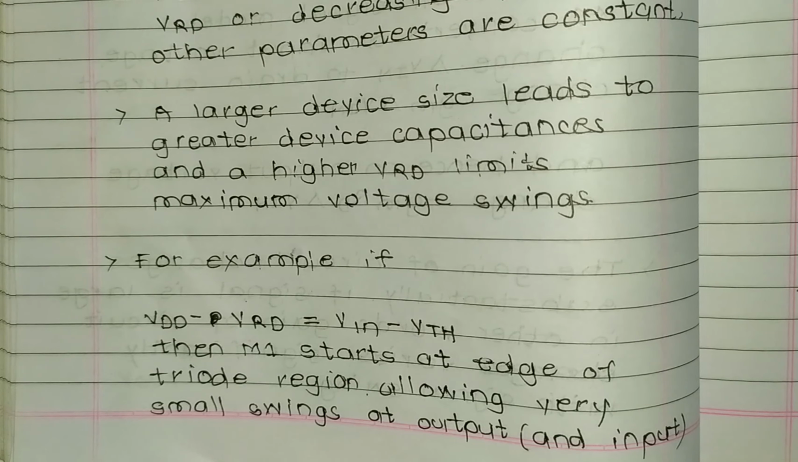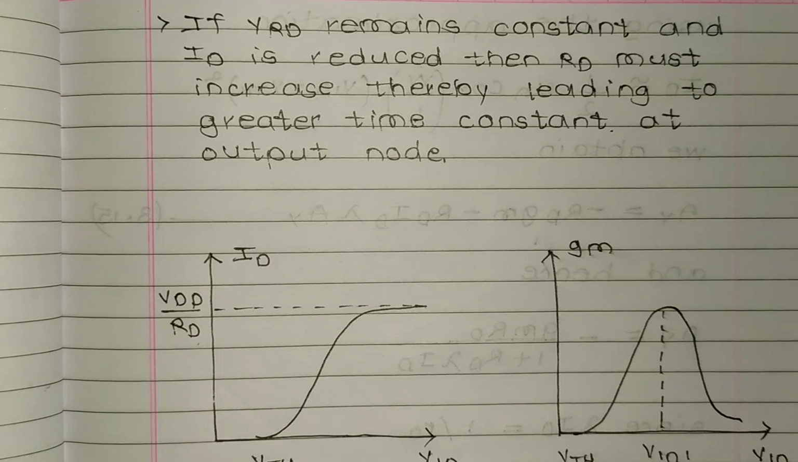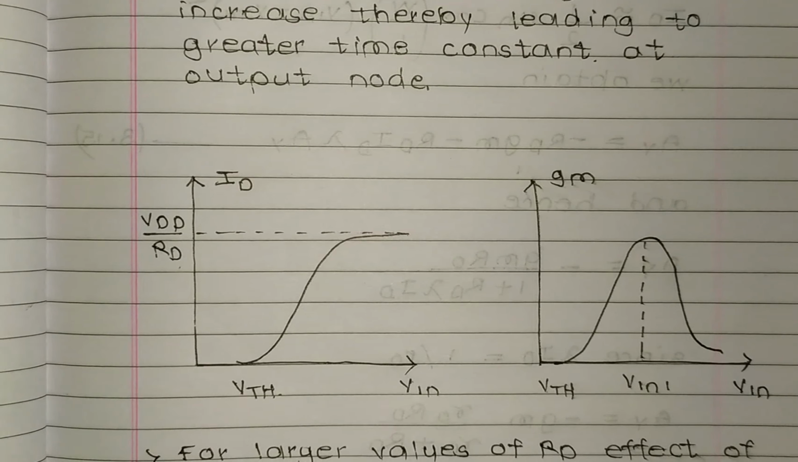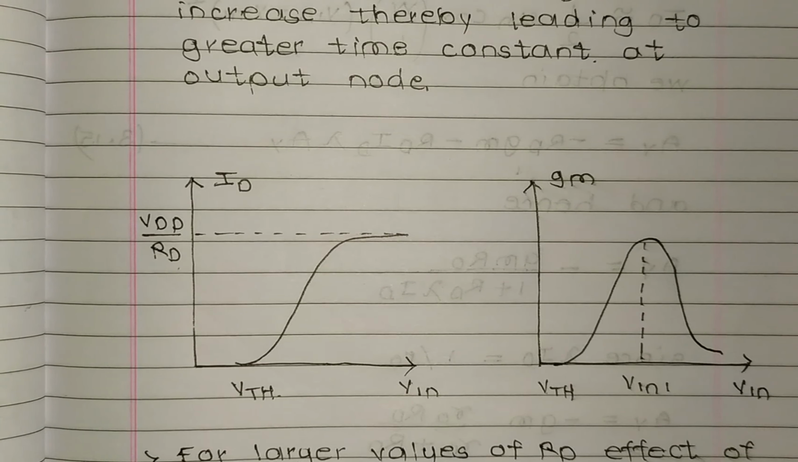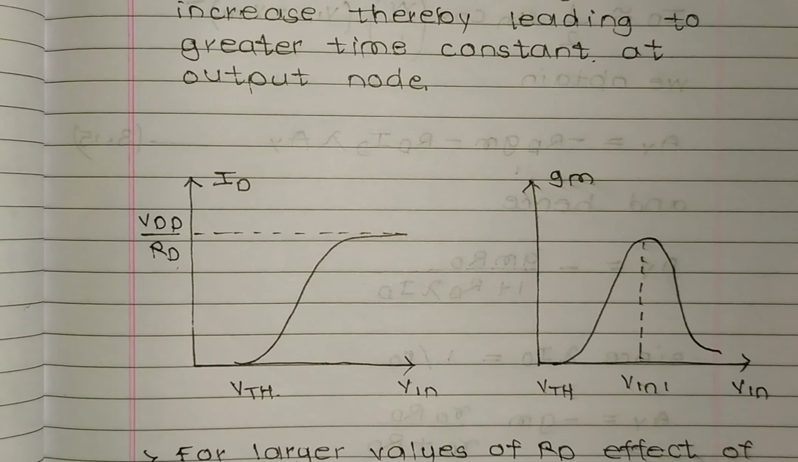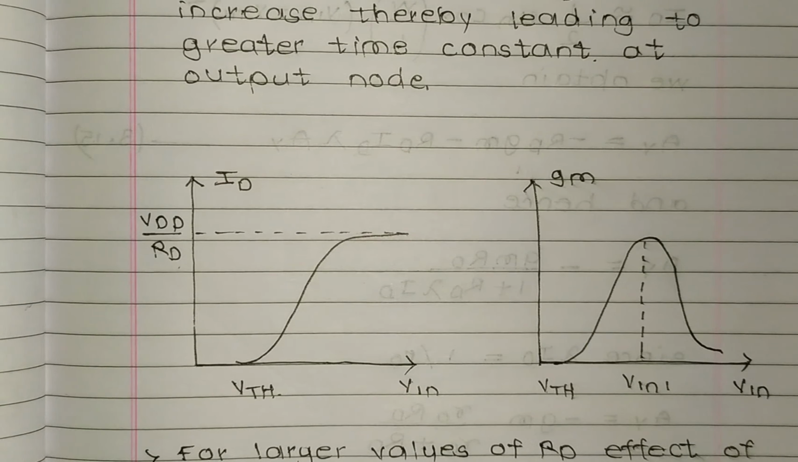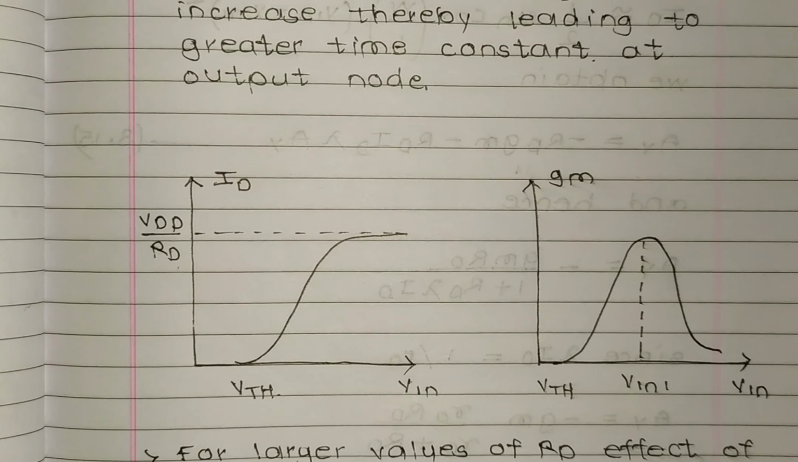We will see the graph of it. If VRD remains constant and ID is reduced, then RD must be increased, thereby leading to a greater time constant at the output node.